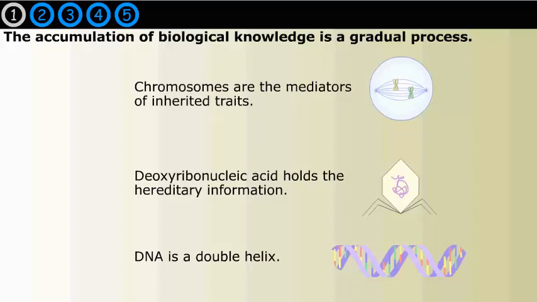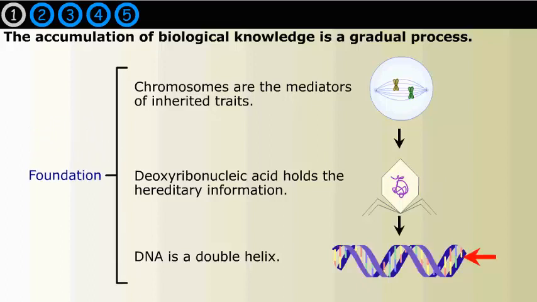Biologists learned first that structures in the cell called chromosomes are the mediators for inherited traits. Once biologists understood the importance of chromosomes, they were able to determine that the material in chromosomes that holds the hereditary information is deoxyribonucleic acid, or DNA. The next step was to discover DNA's structure.